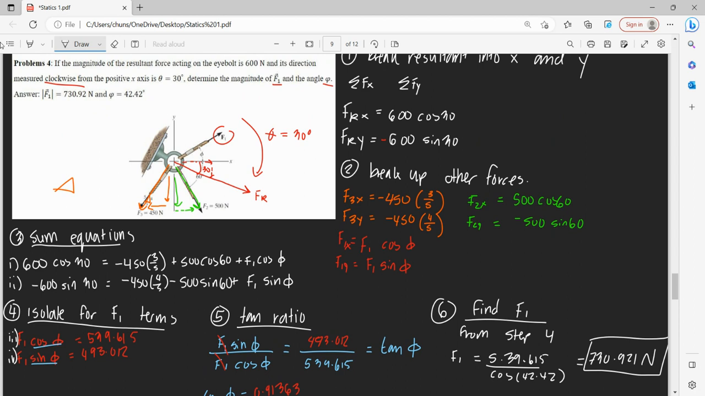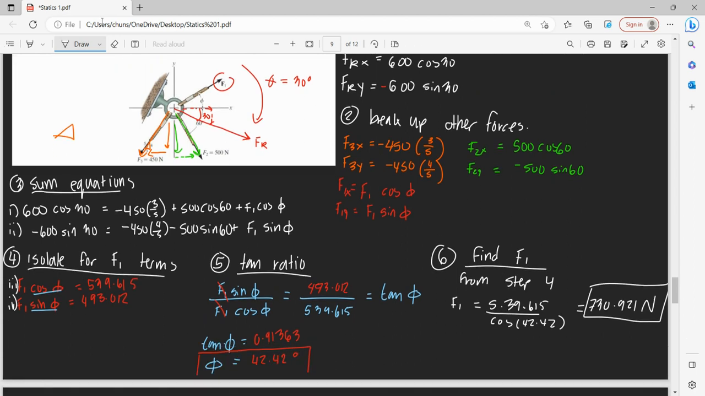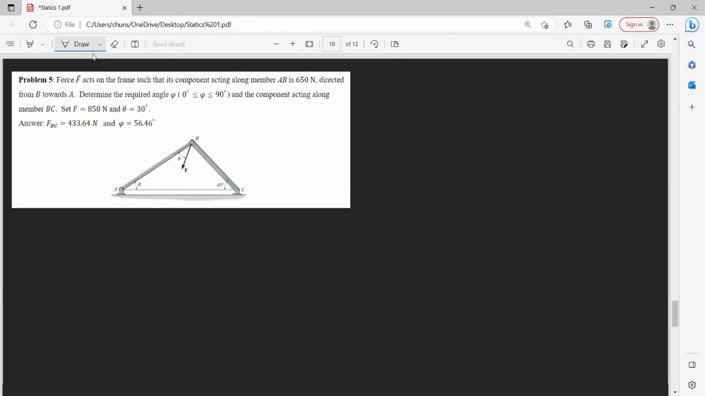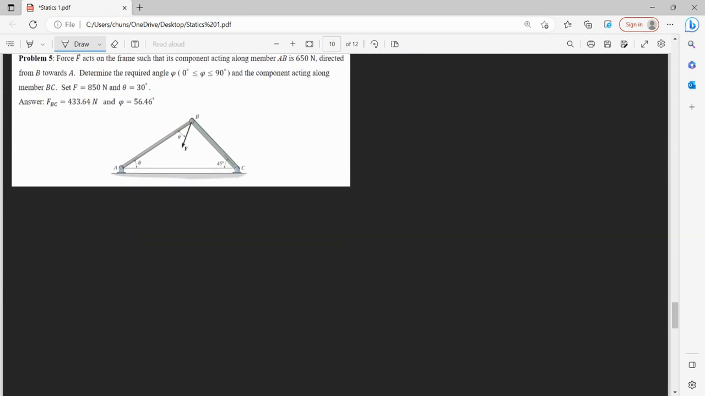So rule of thumb, if you have two unknowns when you isolate for your unknown terms and they're all grouped together, and you've got a cos and a sine with the same angle, you can arrange it to make a tan ratio. So rather than having three unknowns with our sine and cos phi, we only have two, and then we can use trig rules to solve it. That'll be really helpful. Okay, problem 5.